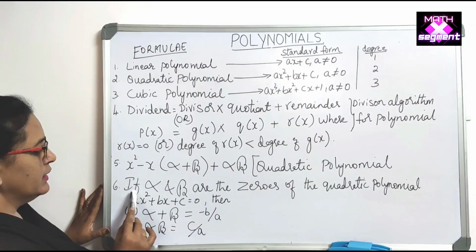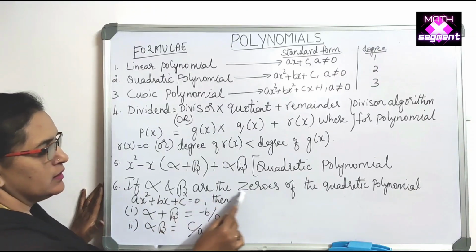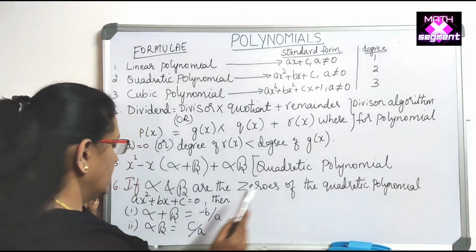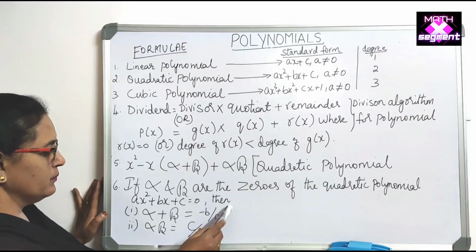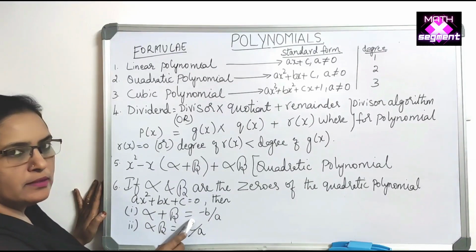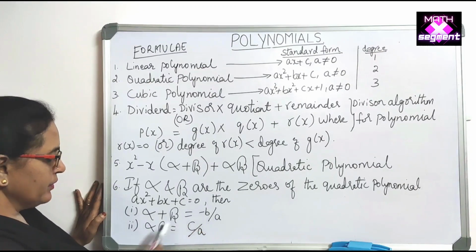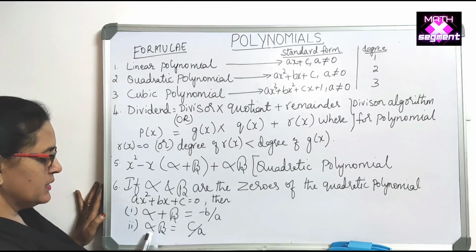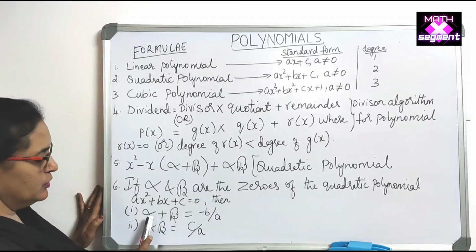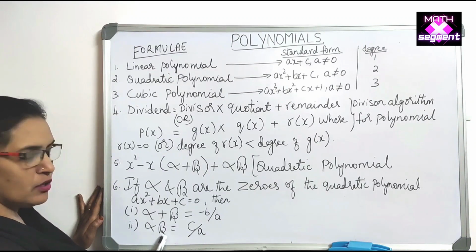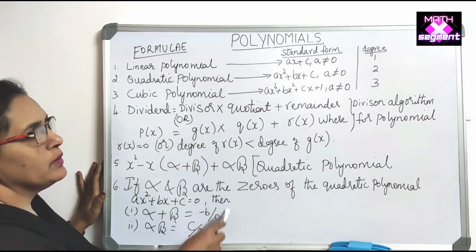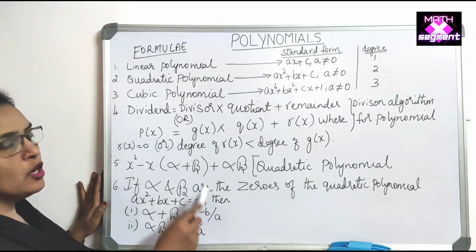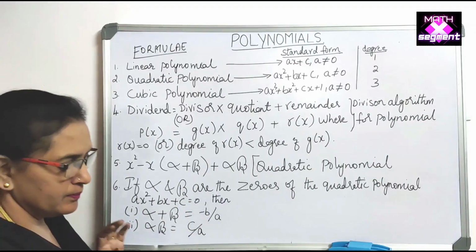Next formula, if alpha and beta are the zeros of the quadratic polynomial ax square plus bx plus c is equal to 0, then alpha plus beta is equal to minus b by a, and the product of the zeros, that is alpha into beta, is equal to c by a. So this is called the sum of the zeros, this is called the product of the zeros. So these are the formulas which we are learning in the chapter Polynomials.